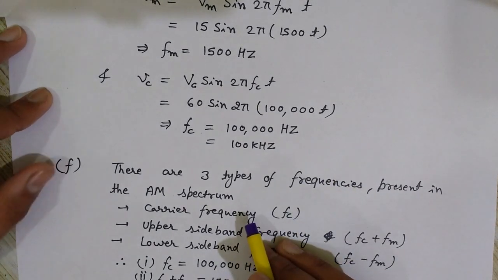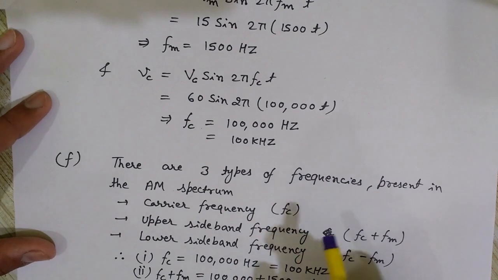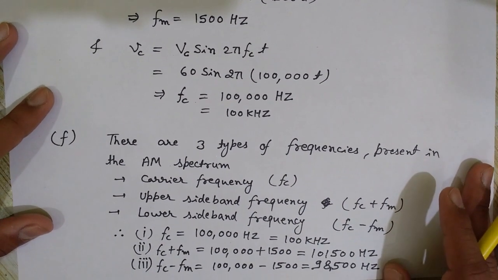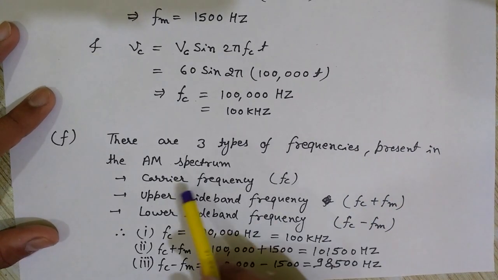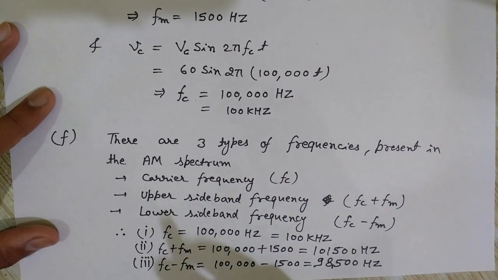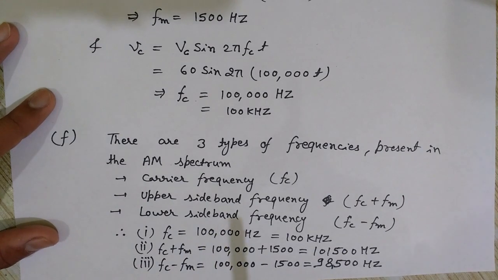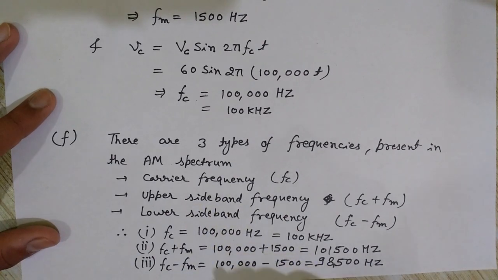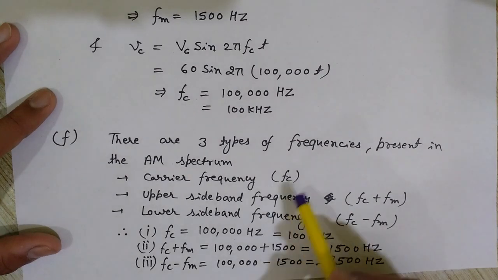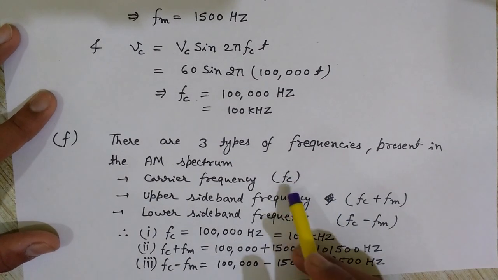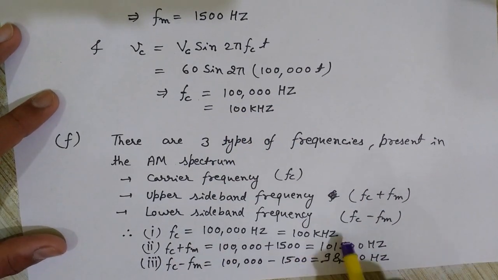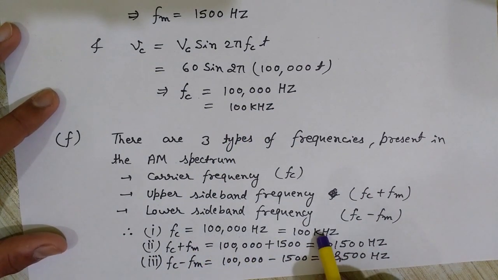Now the last part, F part of the question, is, in the spectrum of amplitude modulation that we have seen, we need to find the frequencies. So actually there are three types of frequencies present in the amplitude modulated wave spectrum. First is the carrier frequency, second is the upper sideband frequency, and third is the lower sideband frequency. So the first is the carrier frequency. We have calculated the carrier frequency. It is 100 kilohertz, okay, 1 lakh hertz.